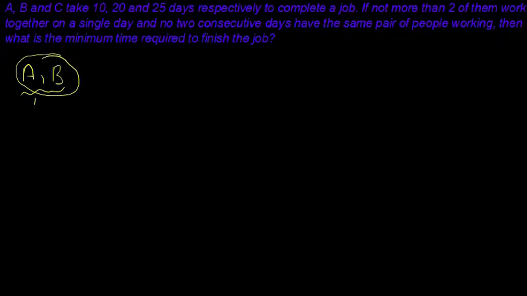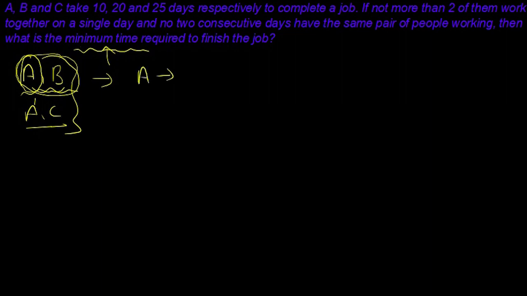A and B. Okay, so the first day you can start with AB, the second day you can start with AC, but I think that will be a later part. But no two consecutive days have the same pair. Then the important thing is what is the minimum number of days required to finish the work. I think the person with the highest efficiency should work daily. So who has the highest efficiency?